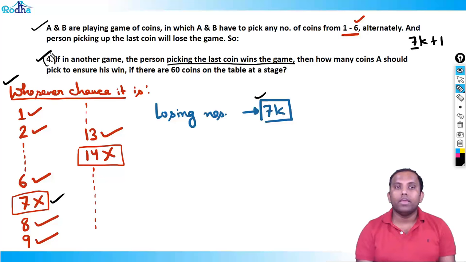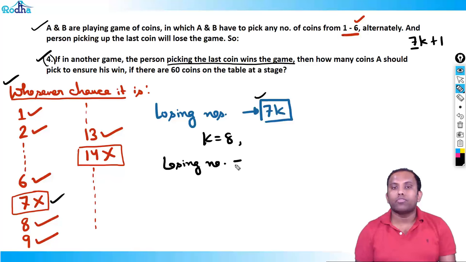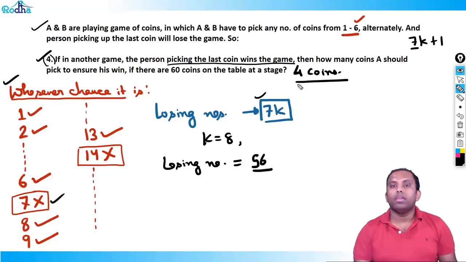So what is the fourth question here? If in another game the person picking the last coin wins the game, then how many coins should A pick to ensure his win if there are 60 coins on the table at a stage? So the losing number of the form 7k just before 60. Approximating, you'll get k equal to 8. So for k equal to 8, the losing number just before 60 is 56. 56 coins is a losing number. So if there are 60 coins, A should bring the game to 56 by picking how many coins? 4 coins. So the answer is 4 coins. If A picks 4 coins, he will definitely win the game.